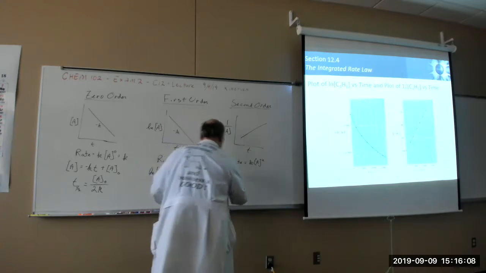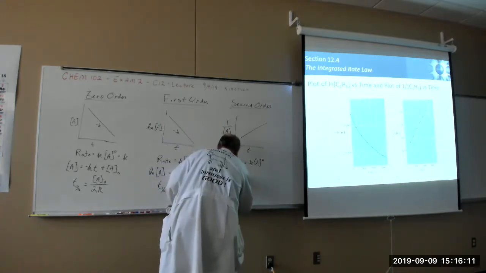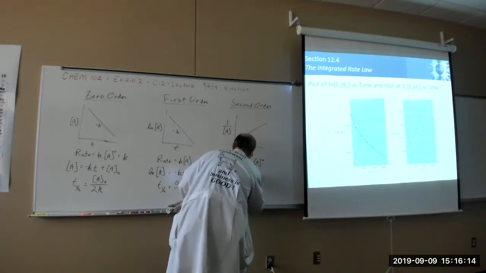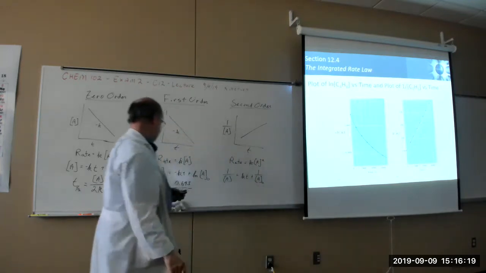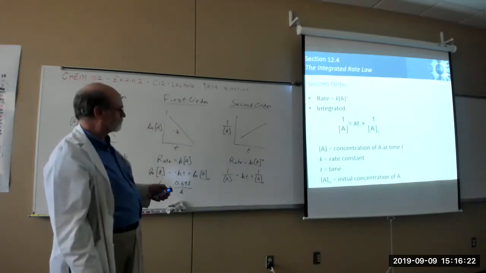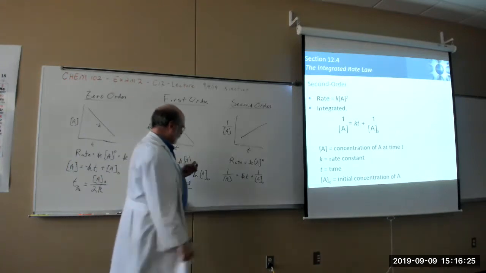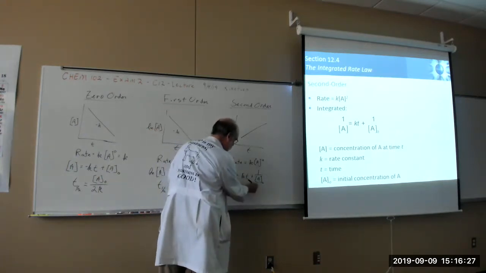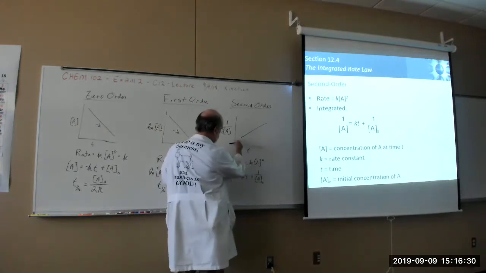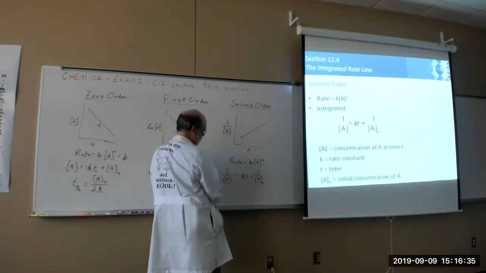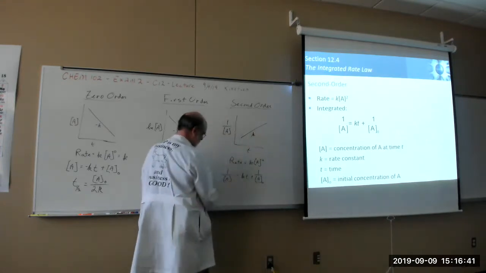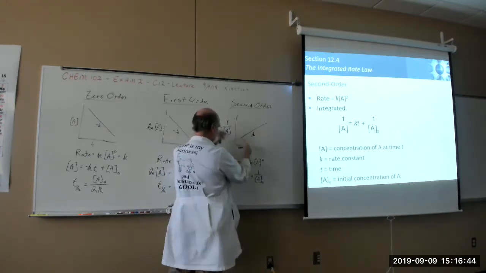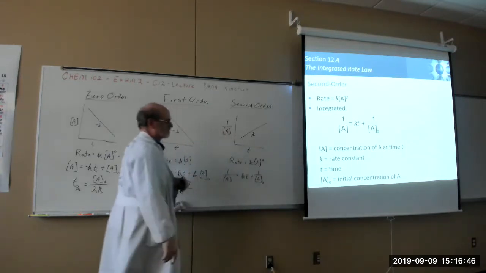The integrated rate law then is 1 over A equals kt plus 1 over A initial. Okay? So there we have y equals mx plus b. So the intercept down here is going to be that value, because that's when t equals 0. The slope is going to be k, and y is going to be whatever it is at time t on that line.